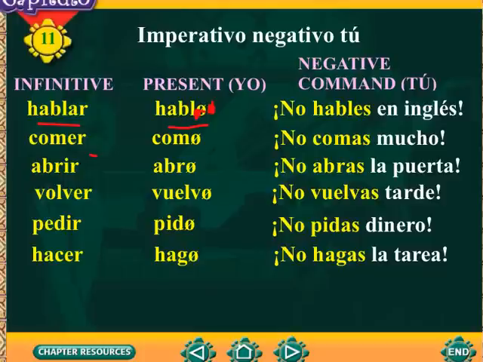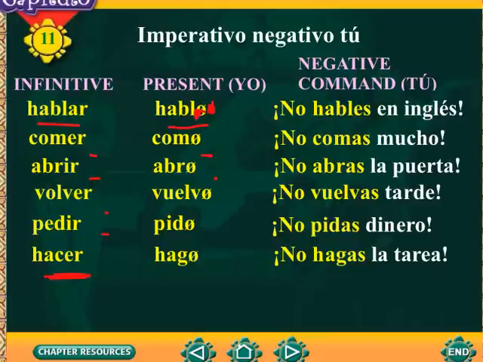So here's comer. Como is the yo form. Drop the o. Add -as because it's an ER verb. No comas. Abrir is an IR verb. The yo form is abro. You drop the o and add -as. No abras. And please remember the stem changing verbs. You need to remember. Here are two of them right here. Volver and pedir. So vuelvo, no vuelvas. Pido, no pidas. Because they are either ER verbs or IR verbs.